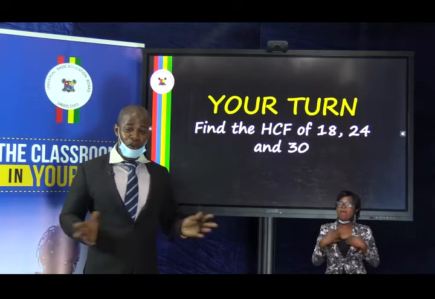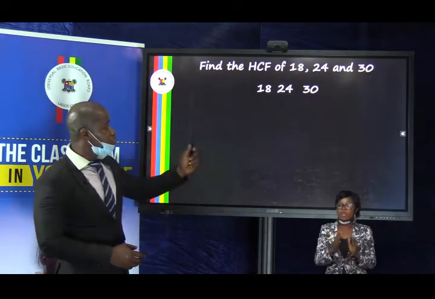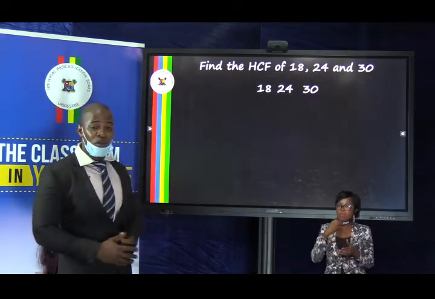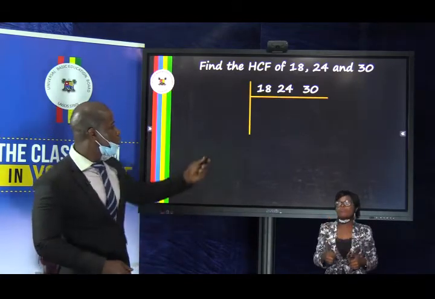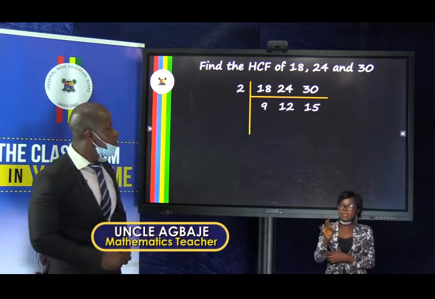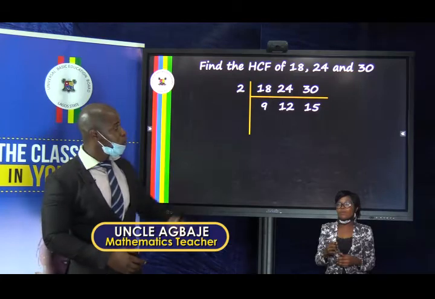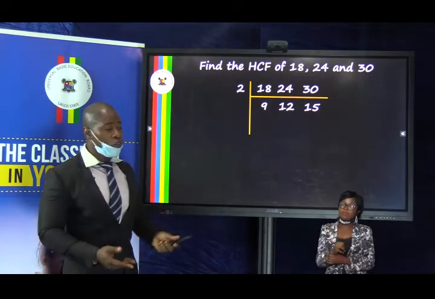Alrighty then, have you gotten your final answer? Let's see how it's done. Of course, we arrange 18, 24, and 30 like so. And then, what is that number that can go in all of them? 2. Good job, you. So 2 can go because this ends with 8, this ends with 4, and this ends with 0. Okay, so 2 goes in 18 9 times, 2 goes in 24 12 times, 2 goes in 30 15 times. It's like saying divide them into 2.